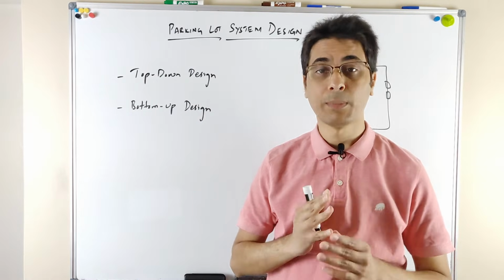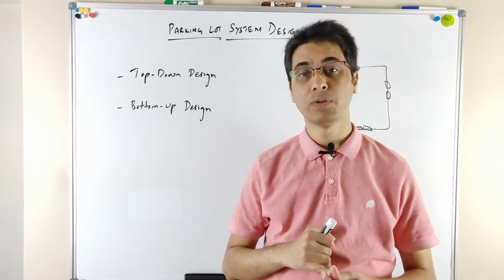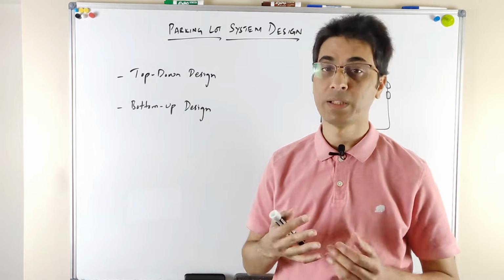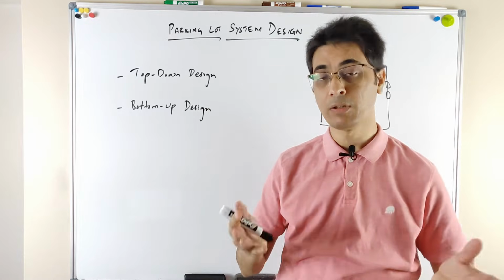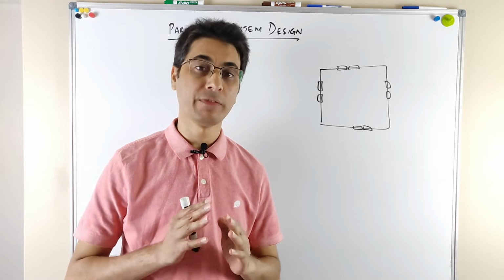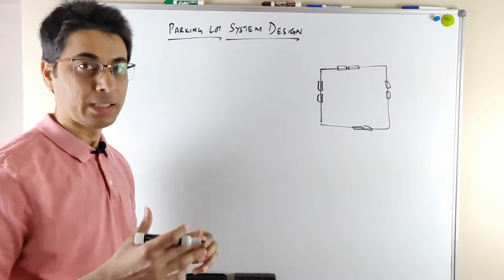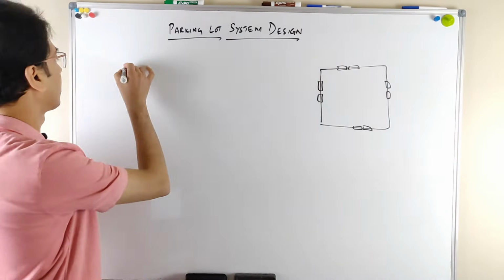Please note that the bottom-up approach is aligned with object-oriented design, and so we should be using the bottom-up design approach while designing a parking lot system. At this point, we should identify different objects and actors in our system. So we have the parking lot system itself.